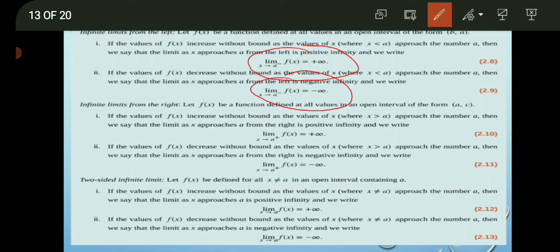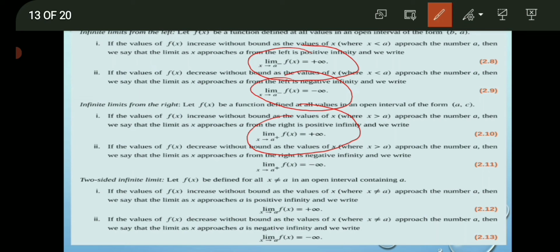The second type is infinite limits from the right. If the values of f of x increase without bound as x approaches a, where x is greater than a, we can express the idea by this: the limit as x approaches a from the right of f of x is equal to positive infinity.